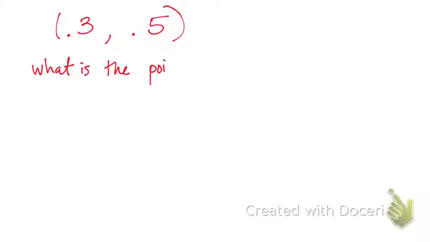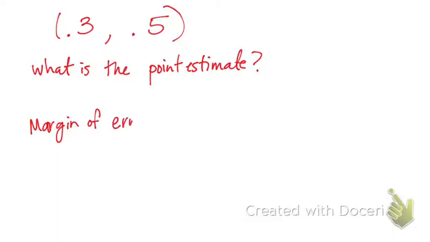So here are a few multiple choice things they may give you. Let's say they give you a confidence interval from 0.3 to 0.5. I'm going to make this simple. And they ask, what is the point estimate? What is the margin of error?